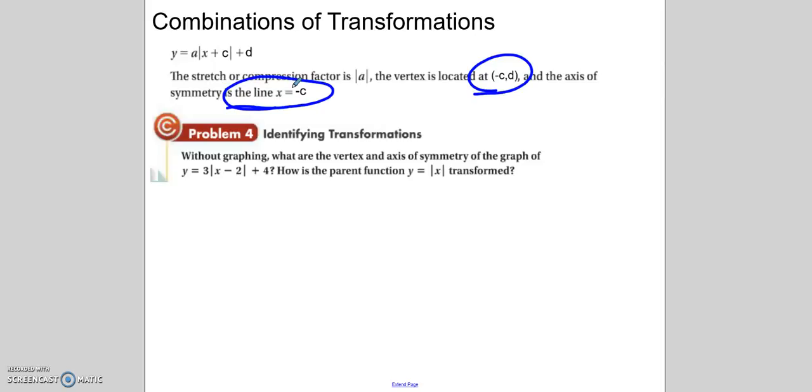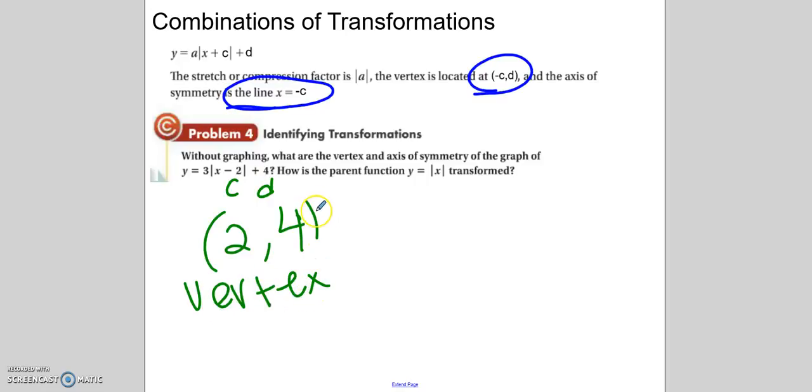So with our graphing, we need to find the vertex and the axis of symmetry of this absolute value function. I'm going to look for C and D. So C is -2, which means my vertex is going to be at 2. And D is 4, so it's going to move up 4, so my vertex is 2, 4. Then to state my axis of symmetry, I'm going to say x is equal to 2, because it's going straight through my x coordinate.